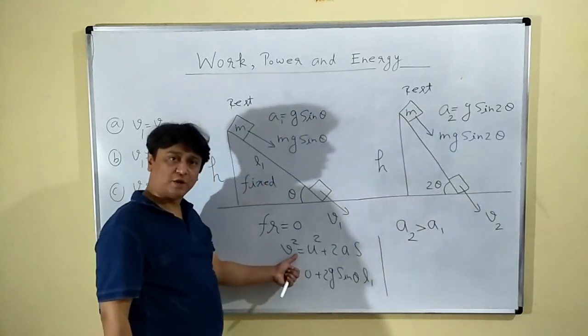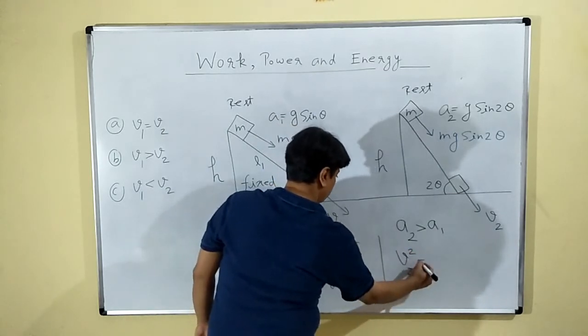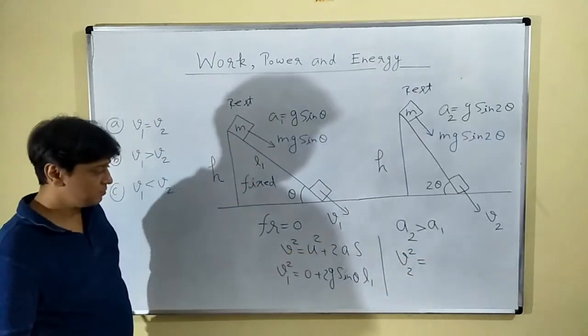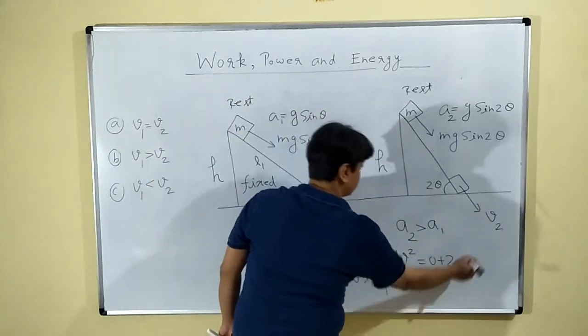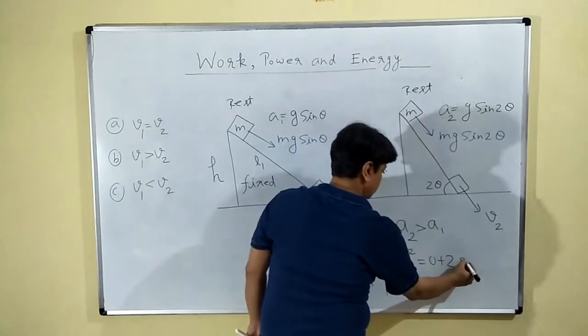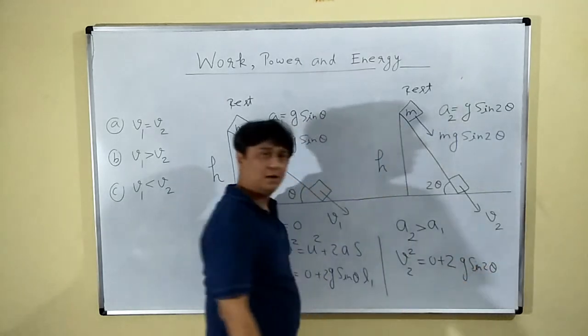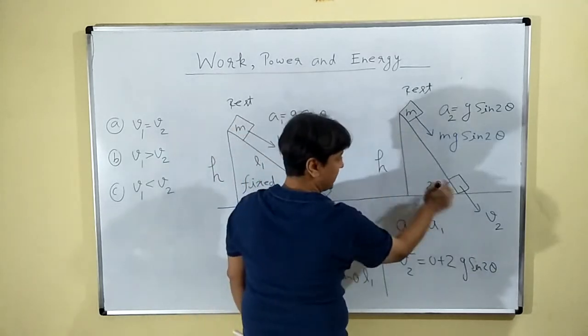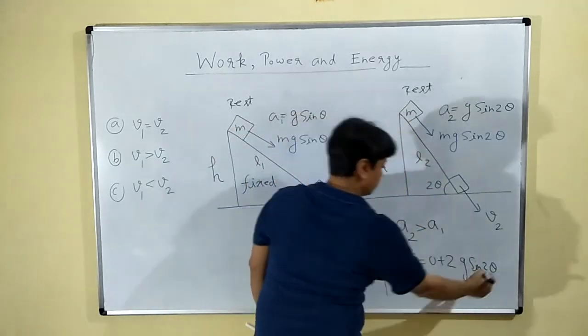जब आप यहां आएंगे तब आप क्या करेंगे? Same equation, V square equals U square plus 2as. Final velocity is V2 square. Initial is again 0. Acceleration is g sine 2 theta multiplied by this length. Let's say this displacement is L2.